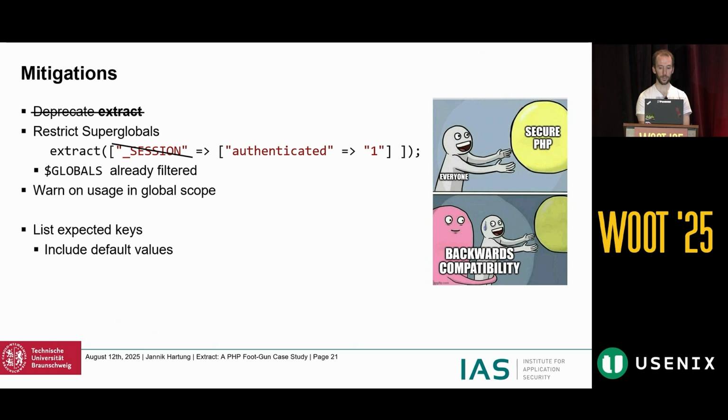And another mitigation addresses the root cause of this problem, that we can overwrite any key, even the ones that the developer didn't intend. So if we add another parameter to extract where you list which values you actually expect to be written, then you prevent this problem where you can write any other variable that you didn't think about.